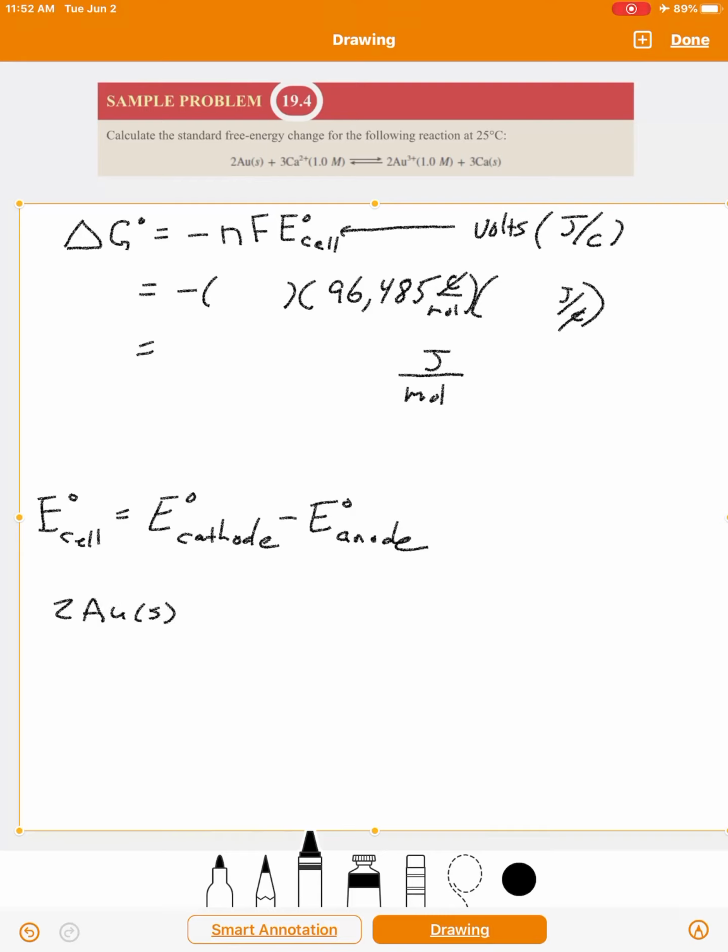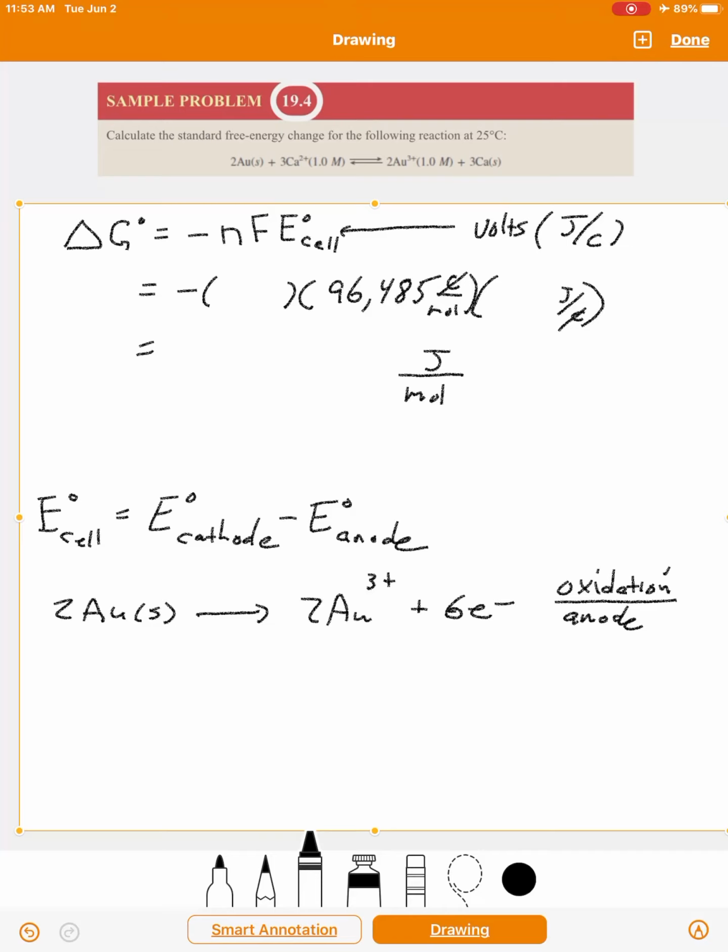So 2Au solid goes to 2Au 3 plus, right? It says plus 3 there. Now we balance the equation. Gold is going from 0 to plus 3. We add the electrons to the more positive side, but there's 2 of them, right? So it's 3 electrons for each gold, but there's 2 golds, so that's 6 electrons. Okay? So that's what's happening there. Now you ask yourself, is that reduction or is that oxidation? That's oxidation, right? And oxidation means that it's the anode.